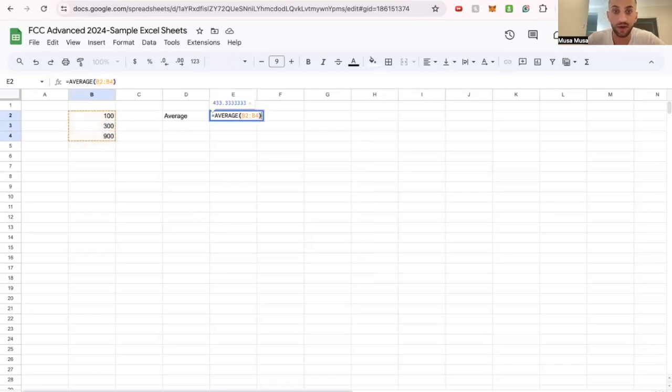So you click this, and then you can drag the values that you want. All right, and then close the bracket off. So basically, it says find the average of the numbers from cell B2 all the way to B4. Do that, and you get 433 point whatever. Okay. So you can see that there's a bunch of functions. There's things like average, there's things like standard deviation, there's all of these different things, right? And they can help us just summarize or calculate things really quickly.